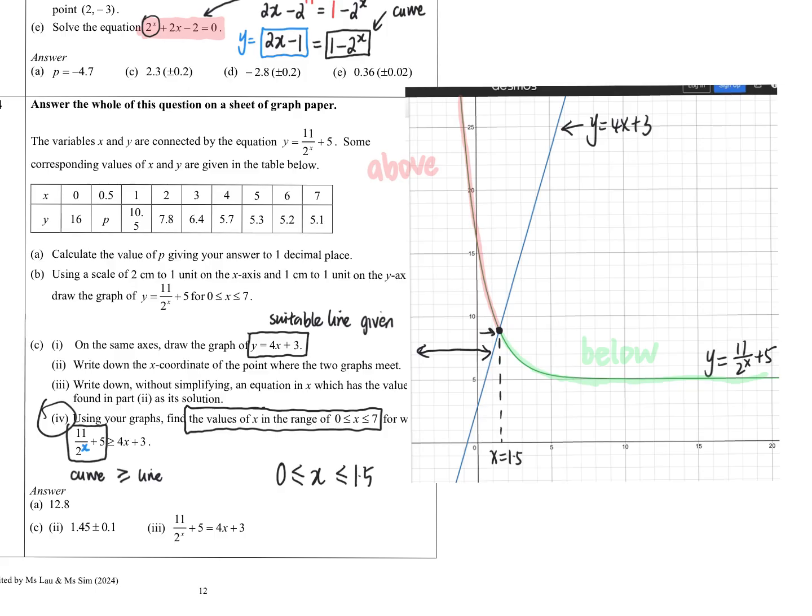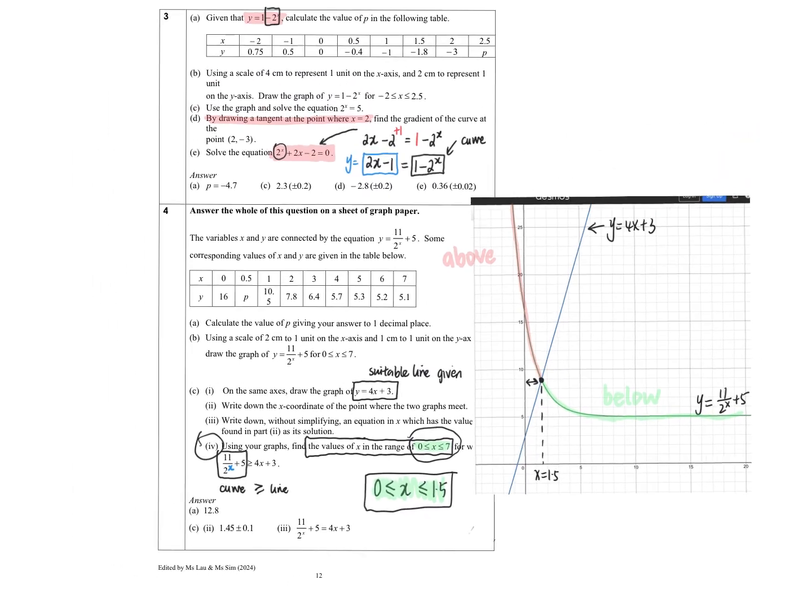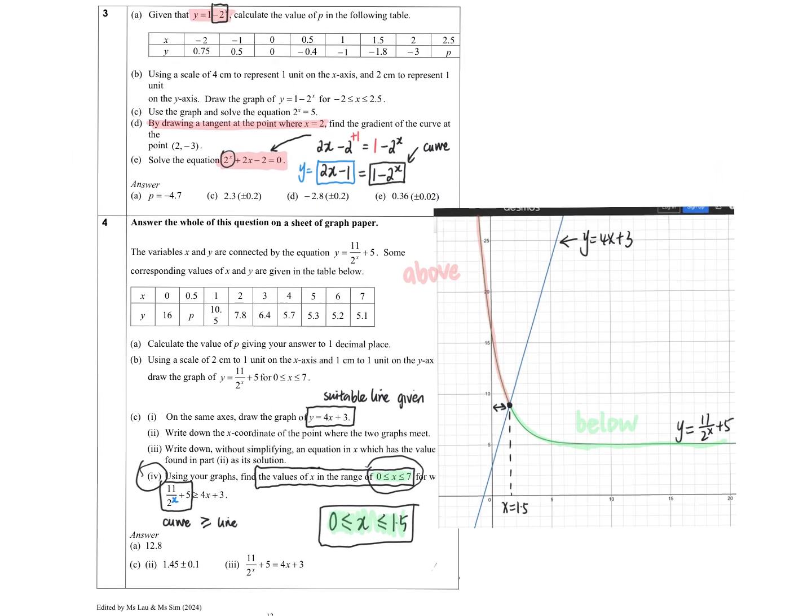So that means I only want this part, because they say only consider the values between 0 and 7. So this is the only conceptual understanding I need you to do. If they don't specify, then you tell me the answer is X less than or equal to 1.5, everything before that. So if they never indicate this range, then your answer is this one. Okay? I only wanted to show this one.